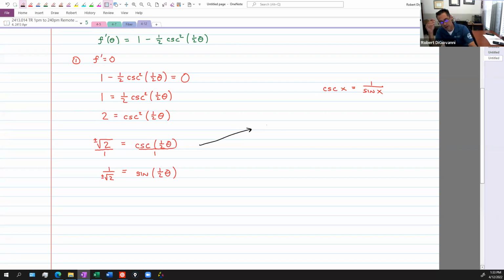Some people aren't going to be okay with that, so I'm just going to go fast over here. This is what I did. I rewrote the right side like this.